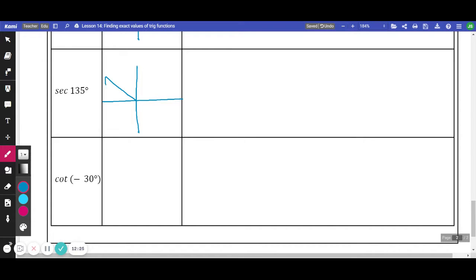135 is right there. 135 to 180 is 45 degrees. So we're going to label our sides. Figure out if they're positive or negative. This side goes to the left. Left of the origin is negative. This side goes up. Up is positive. So secant is hypotenuse divided by adjacent.